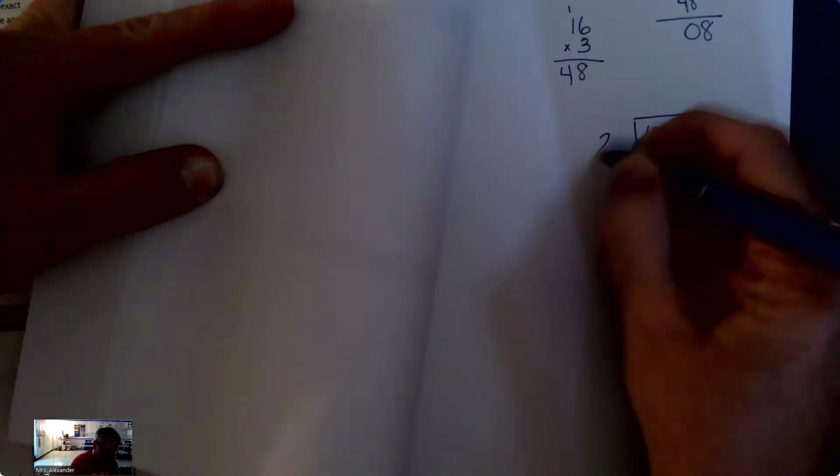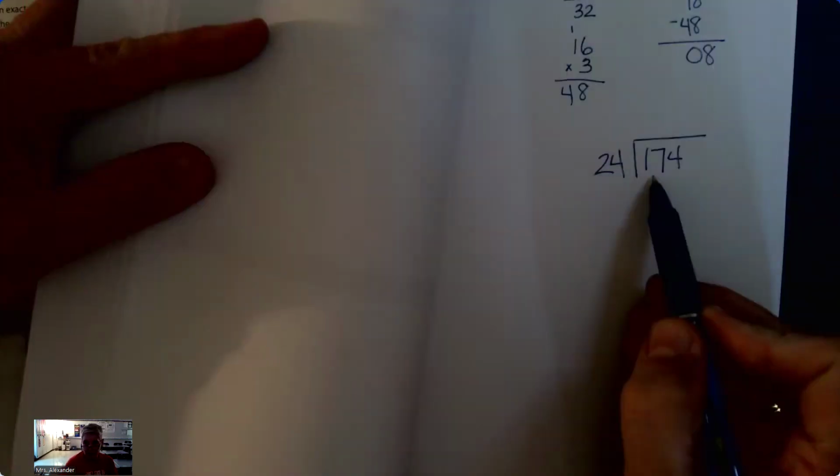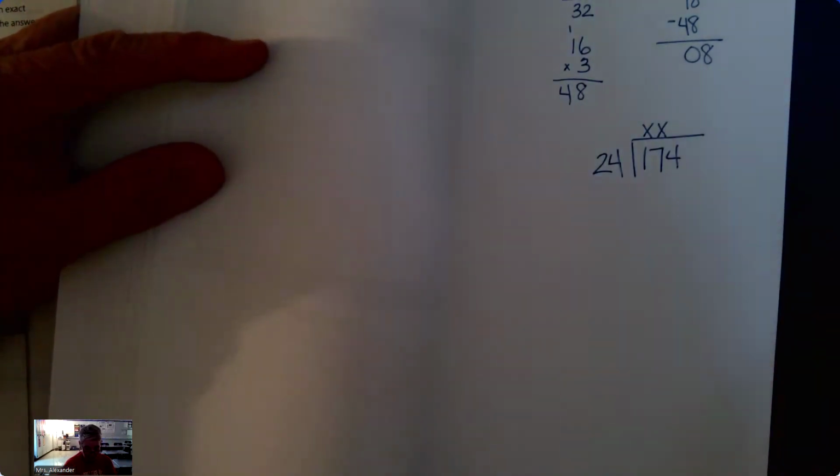174 divided by 24. So again, can 24 go into 1? Nope, can't do that. Can 24 go into 17? Can't do that. 24 can go into 174. So 24 is close to 25.